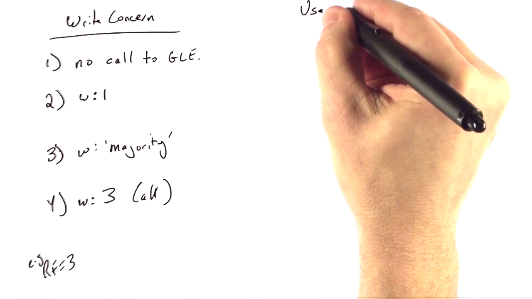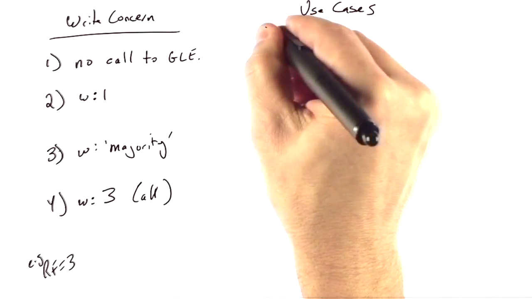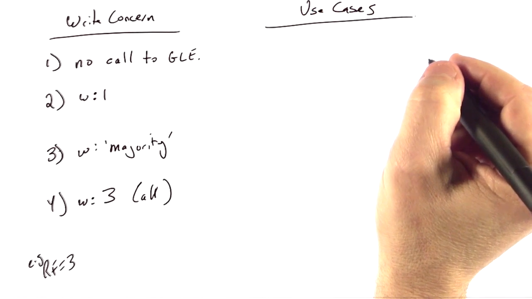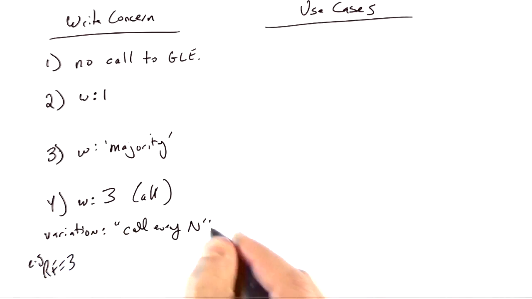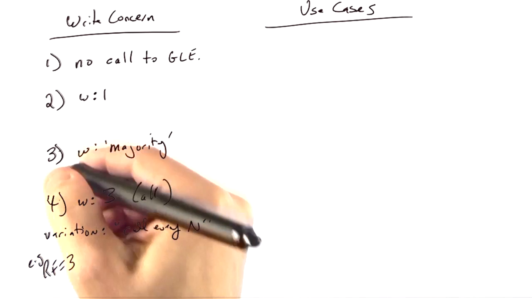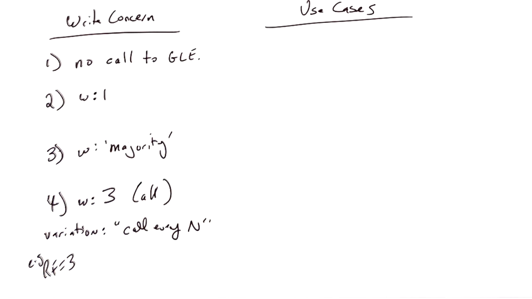So there are different kinds of use cases where one of these or another might make sense. There's also a variation, which I'll call "call every n." And we should talk more about that in a minute too. I wouldn't call that a fifth option. I'd call that maybe a variation on these themes.